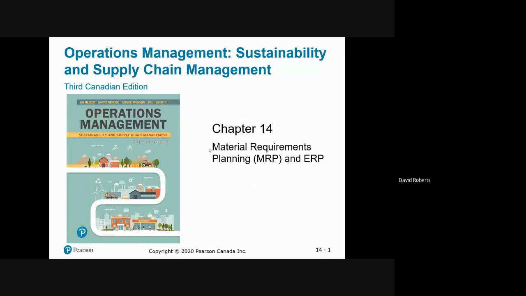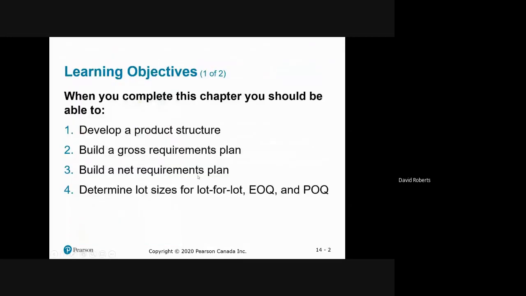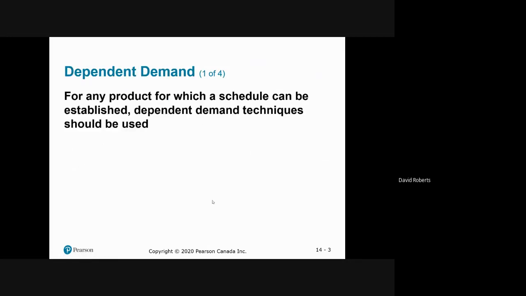So in this particular case, the learning objectives are developing a product structure tree, as it's sometimes called, or simply identifying the product structure, and building a gross requirements plan and a net requirements plan. We talked in chapter number 12 about EOQ, lot for lot, and POQ, which is production order quantity.